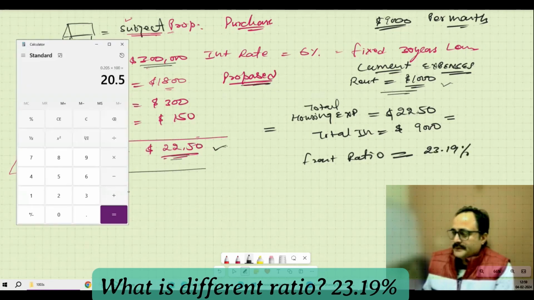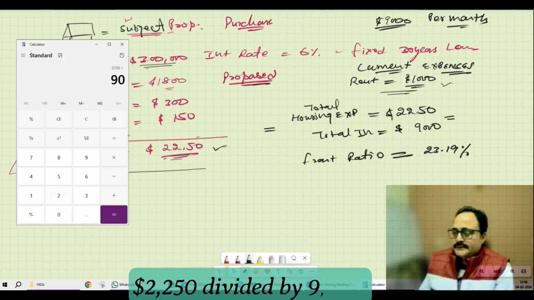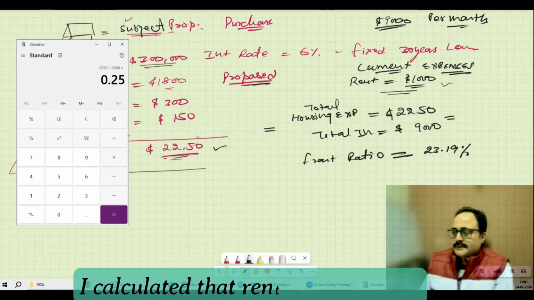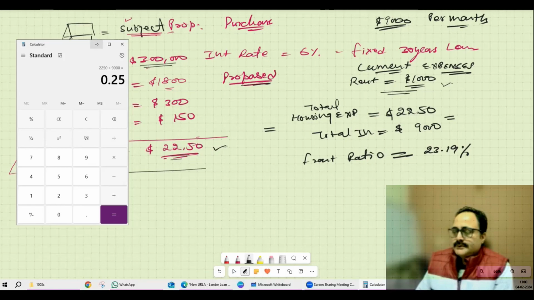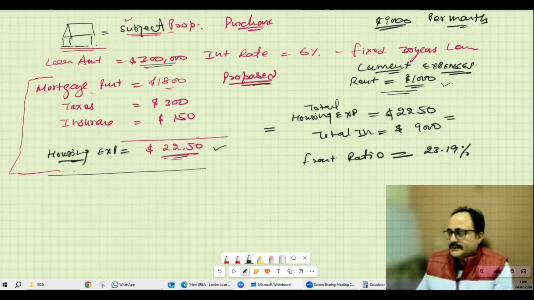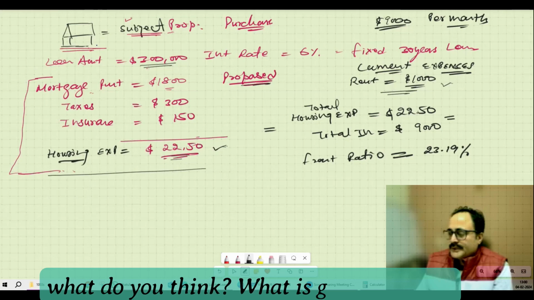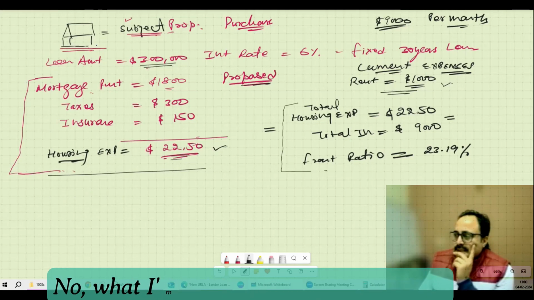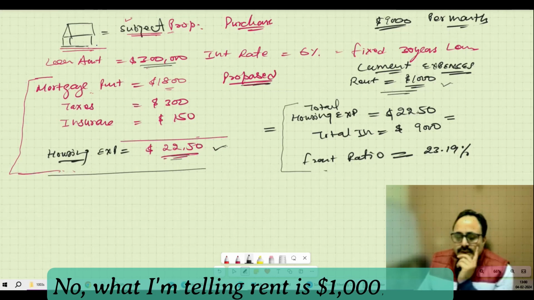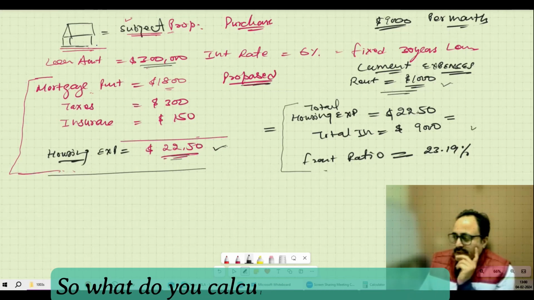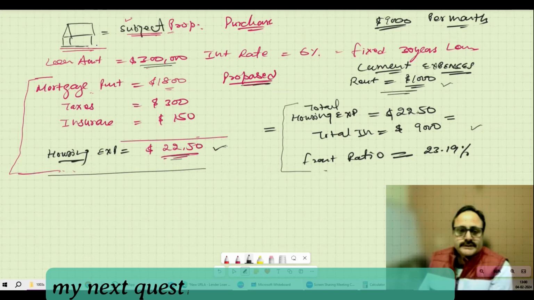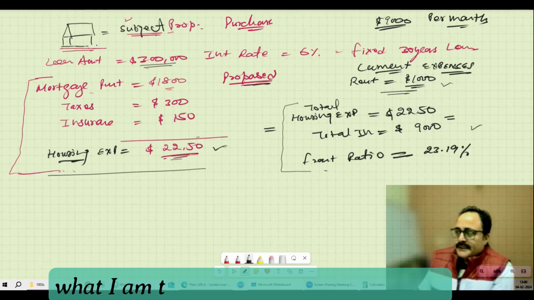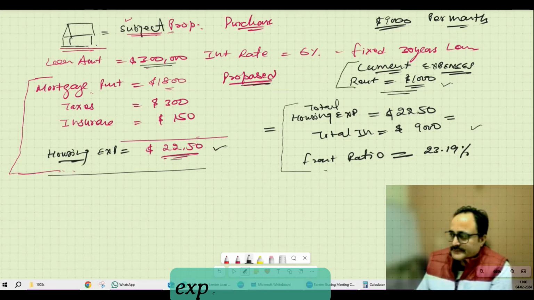23.19%. Okay, let me check. 2,250 divided by 9,000. I calculated the rental income also. So what is the source? What do you think we are doing? Now, what I am telling: rent is $1,000, right? So what are we calculating here? What I am telling is this is my current expense.